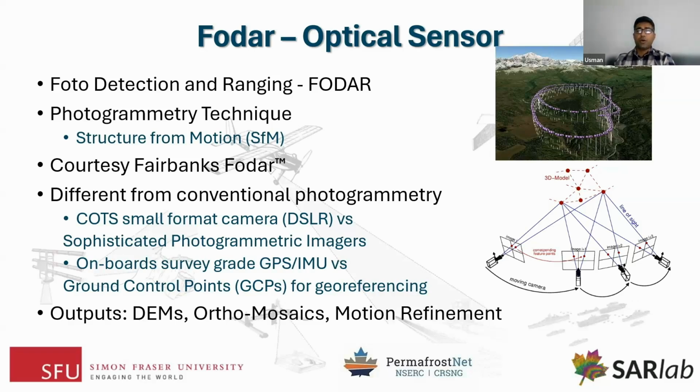We're also using onboard survey grade GPS, where we are georeferencing the images that are taken instead of using ground control points, which eliminates the need of physically going into the field and placing ground control points. And then you can still achieve LiDAR-like accuracy in the DEMs that are generated from the photogrammetry. Typical outputs for our system are the DEMs. We could generate orthomosaics. And one interesting factor that we have figured out from our system is the motion refinement capability of the system.